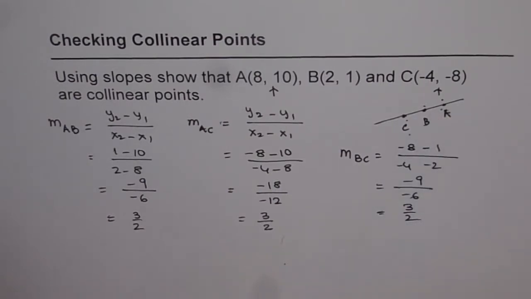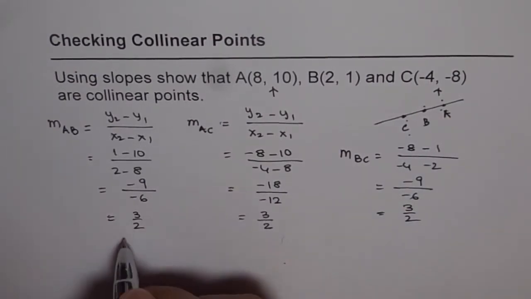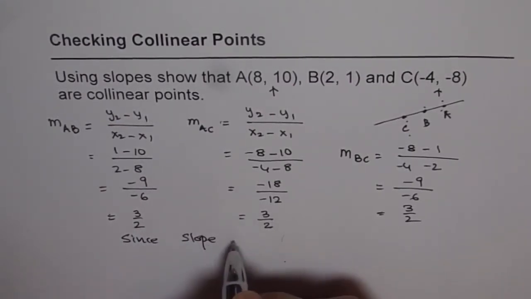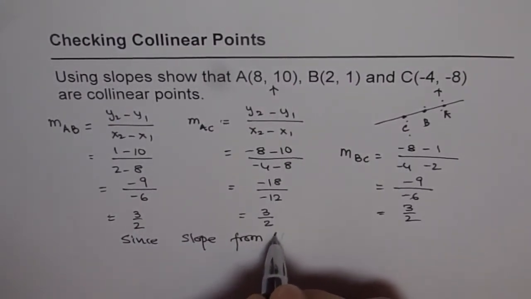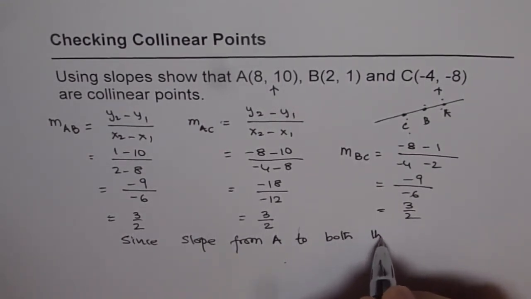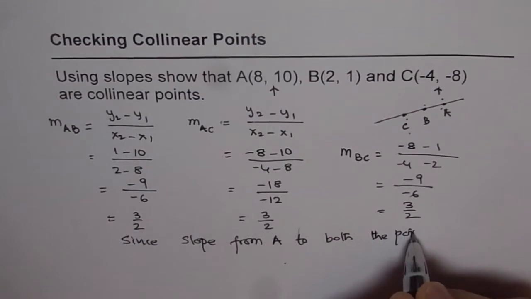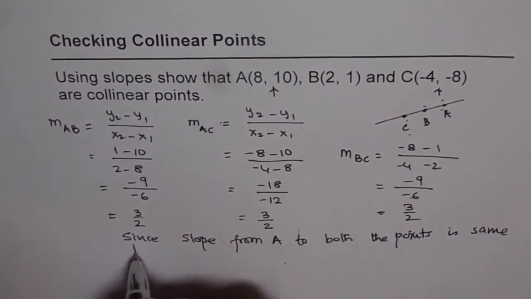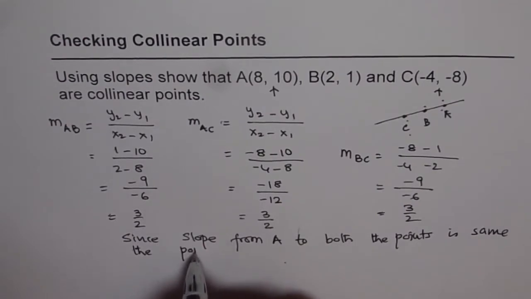But the important point is, we should write: since the slope from A to both the points is the same, the points are collinear.